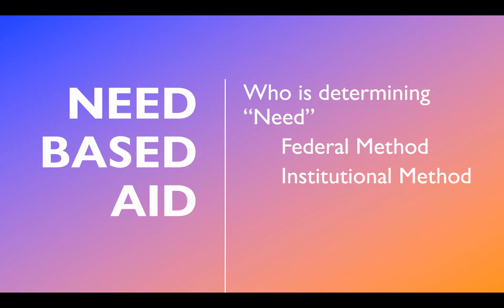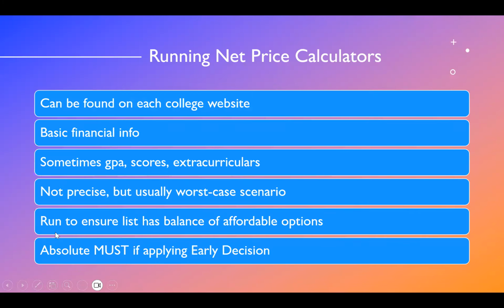So who is determining whether a family has need? Well, it depends on the school. There is a federal calculation, and there is what is known as an institutional calculation of need. As I mentioned before, you will be able to run those net price calculators, and you are going to do this because you want to make sure that the list of schools your student is seriously considering at this point, some of them have to be affordable. We always talk about academic schools that are likely for acceptance.